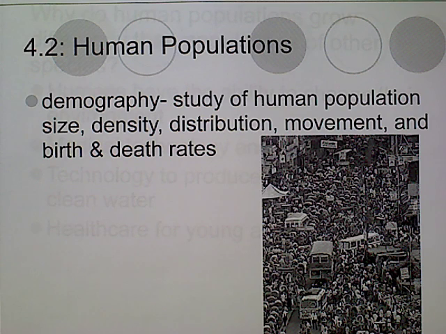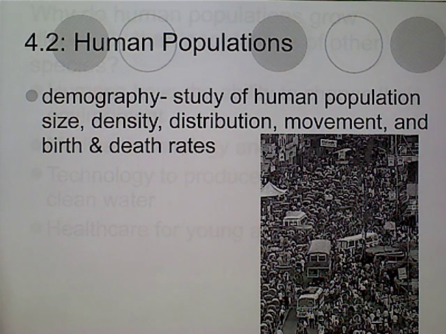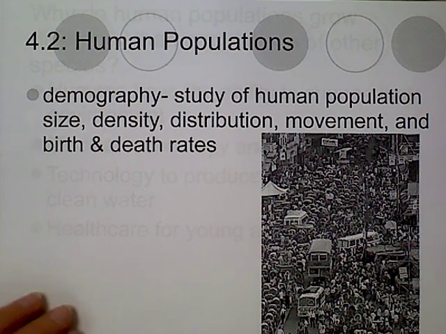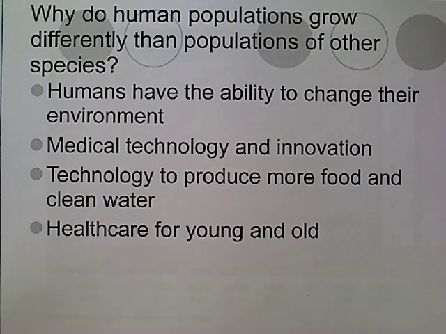Human populations are a little bit different than the other organisms, and we'll talk about that in a minute. But demography is the study of human populations. We just study its size, its density, its distribution, its movement, birth rates, and its death rates. Why do human populations grow differently than populations of other species? They do because we have the ability to change to our environment or change our environment.